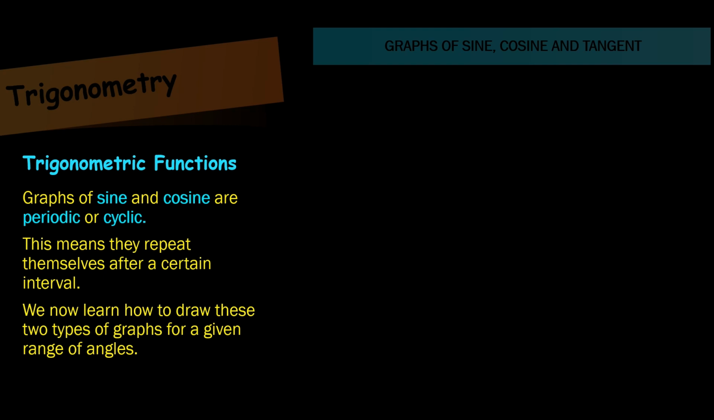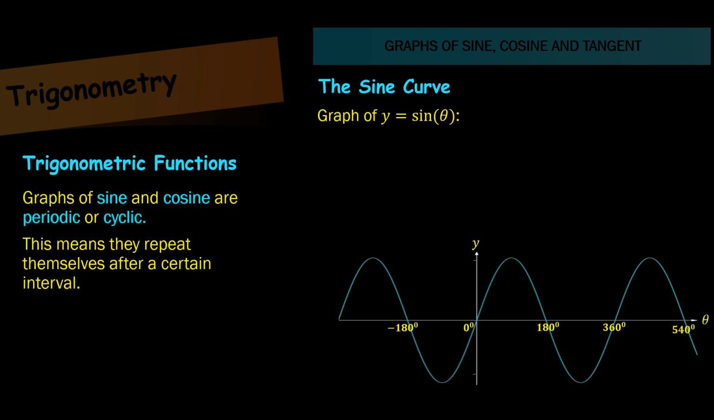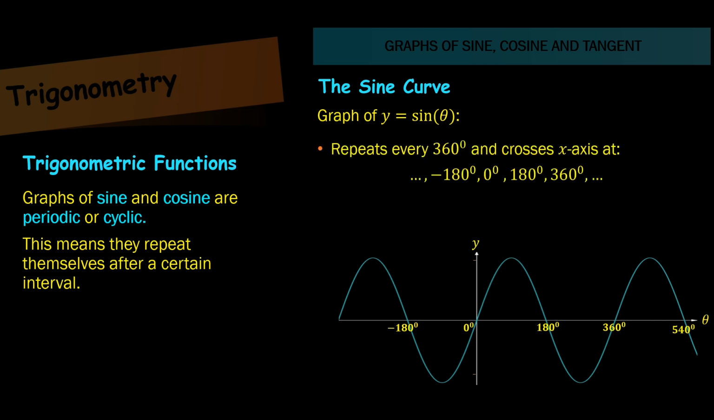Let's first have a look at the sine curve. The graph of y equals sine theta looks something like this. It repeats every 360 degrees and crosses the x-axis every 180 degrees. So for example, at minus 180 degrees, at 0, at 180 degrees, at 360 degrees, and so on. The maximum of the sine curve is at 1, and the minimum is at minus 1.